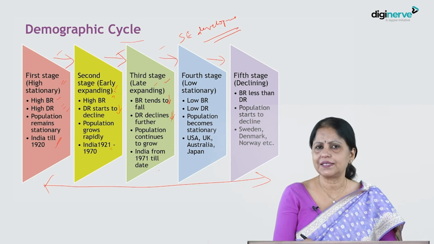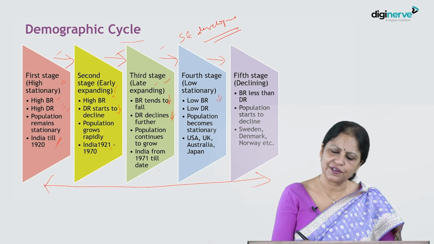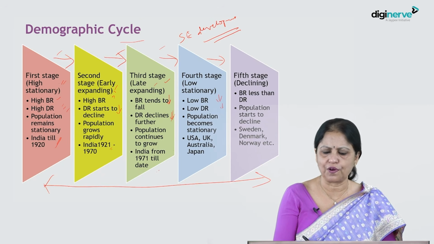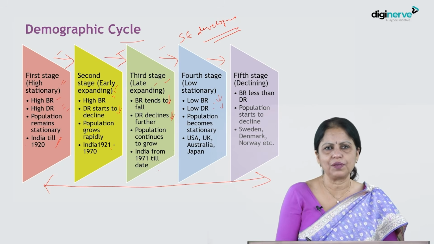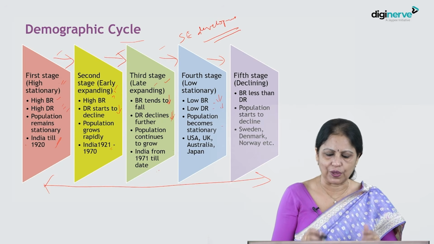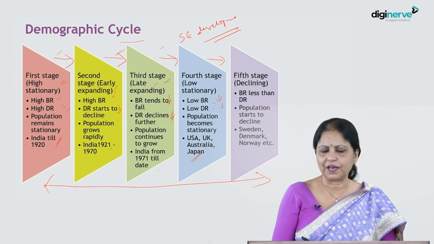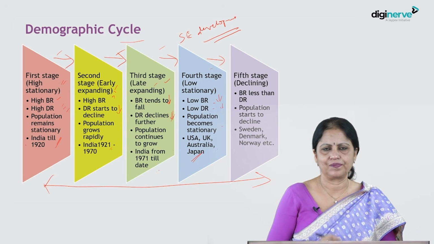The next stage is low stationary. So here birth rate falls still further and death rate has also fallen. So both are at a low level. And like the first stage, here also they balance each other and the population remains stationary but at a lower level. And the developed countries, USA, UK, Australia, Japan, these are in this stage.